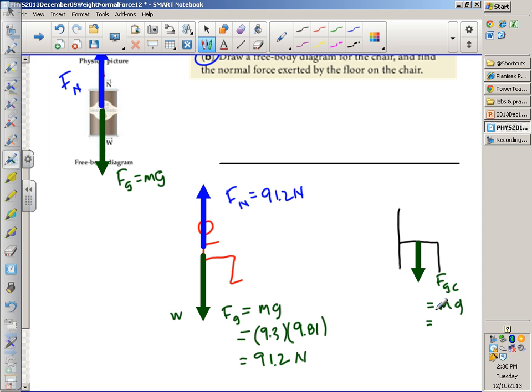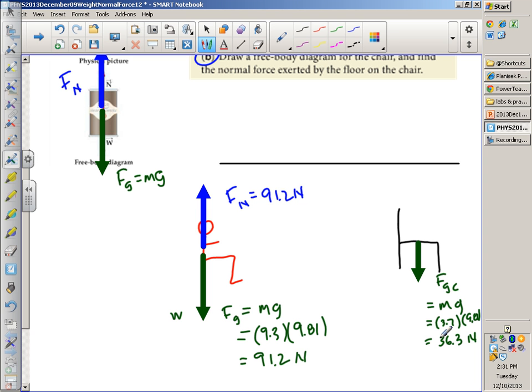Did they give us the mass of the chair in the problem? They did, right? I think it's 3.7, is that right? So we take 3.7 times 9.81, you run that through and you get, what is it, 36.3? Okay. So that's 36.3 newtons. That's the force of gravity that is acting on the chair.